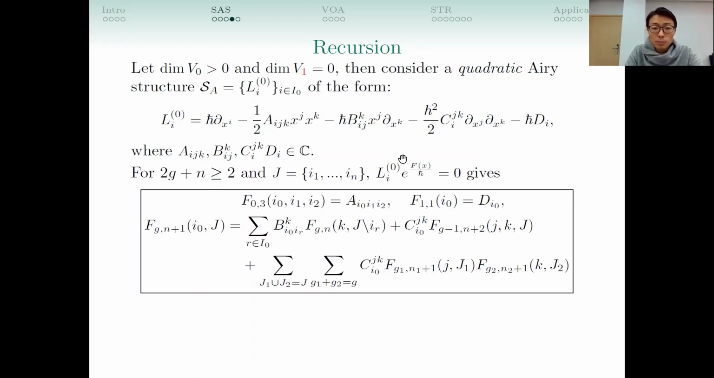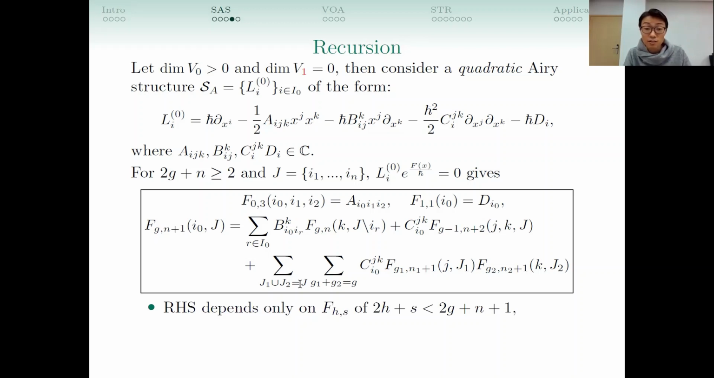So then now, suppose you plug in, you compute this differential equation, and look at order by order in h bar and also x's, and you find that F_{0,3}, the first non-trivial coefficient of your free energy, is precisely given by A_{ijk} here in the differential operator. And similarly, F_{1,1} is given by this D term. And for any other F_{g,n+1}, it's given by this recursion. Is it actually recursion? And the answer is yes.